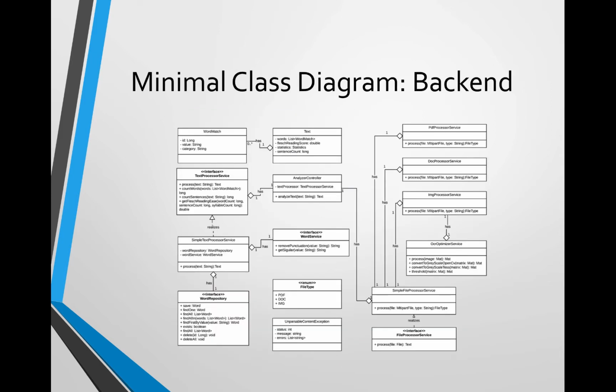And this is the minimal class diagram for the backend. We have different entities that are going to be persisted, actually one single entity that is persisted to the database, which is the word. We also have different processing services that are implementations of interfaces, realizations of interfaces. This allows our system to be loosely coupled, so we can actually change those services as we go along if we have to, and we don't have them tightly bound to the application.